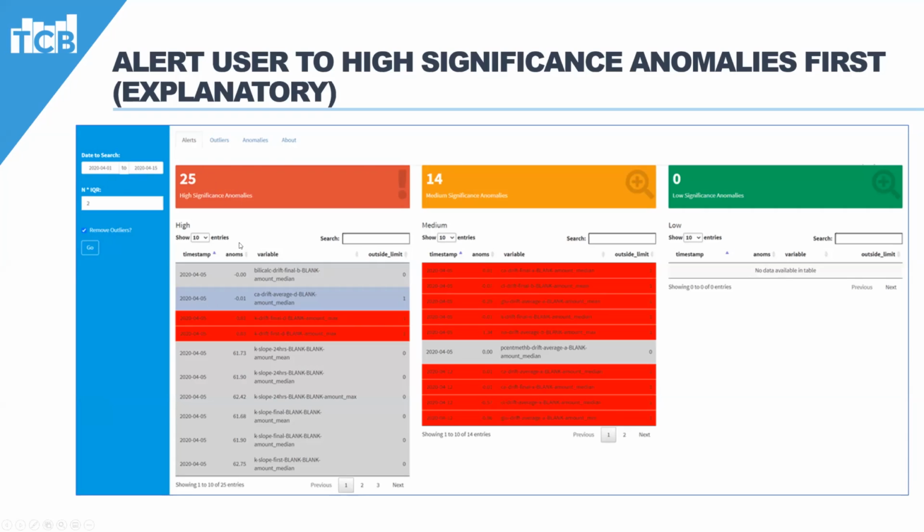So the algorithm runs in all these various permutations, and then it says, hey, we found 25 high significance anomalies, 14 medium, and none that are low. The reason some of these are highlighted in red is because they are also outside of the allowed threshold for that particular measure. They gave us all the various limits. So that means it was not only identified as an anomaly by our algorithm, but it was also a known outlier in the system and should not be above that value anyway. So probably doubly pay attention to these ones.